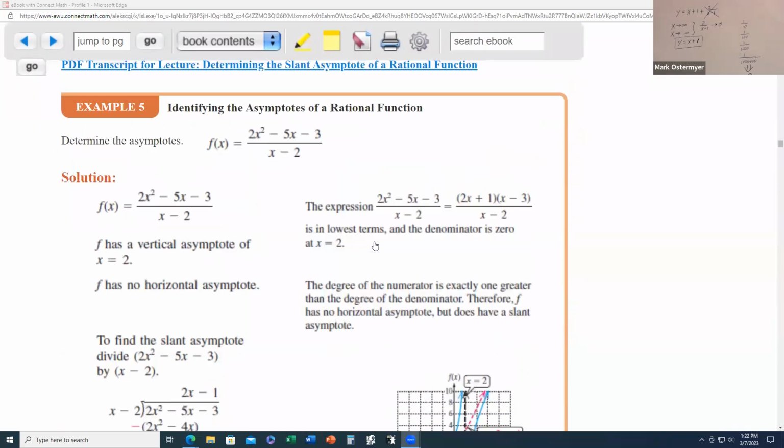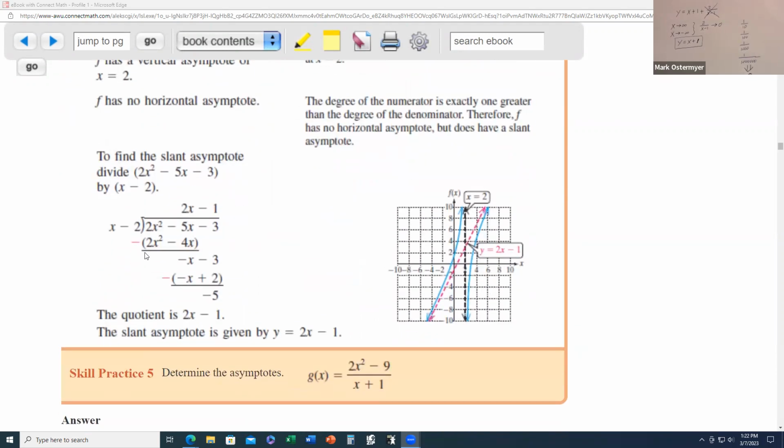Here's another example. This is example 5 in your textbook again. We have a second-degree polynomial in the numerator over a first-degree polynomial in the denominator. Because the degree of the numerator is exactly 1 larger than the degree of the denominator, there will not be any horizontal asymptote, but there will be a slant asymptote. In order to find its equation, your author chose to use long polynomial division and divide x minus 2 into the numerator. And there it is, all laid out, the long polynomial division. And notice the equation of the slant asymptote is going to be y equal to 2x minus 1.